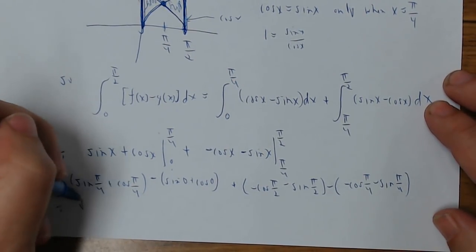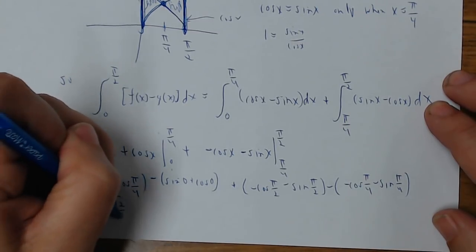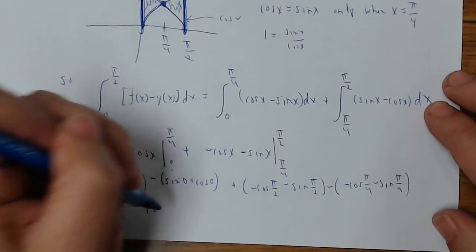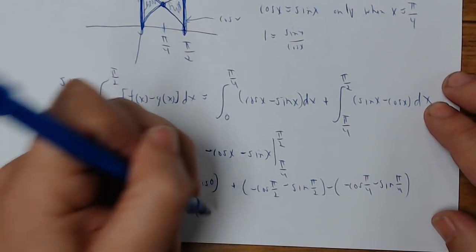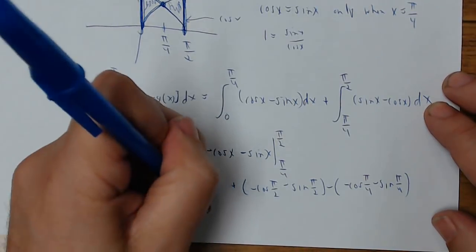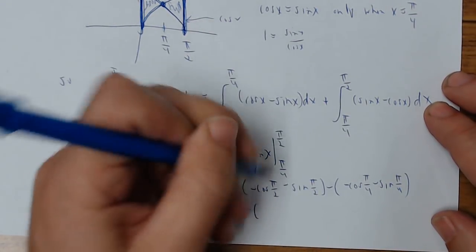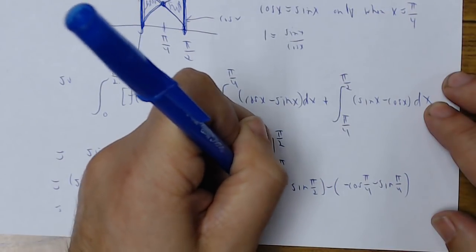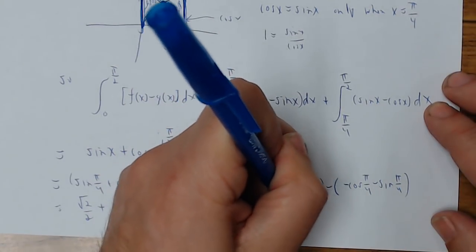Sine of pi over 4 is root 2 over 2 plus cosine of pi over 4 is root 2 over 2 minus sine of 0 is 0, plus cosine of 0 is 1, plus cosine of pi over 2 is 0 minus sine of pi over 2 is 1 minus cosine of pi over 4 is negative root 2 over 2. It's negative because of that negative, and then sine of pi over 4 is root 2 over 2, but with the negative there, we'll make it negative root 2 over 2.